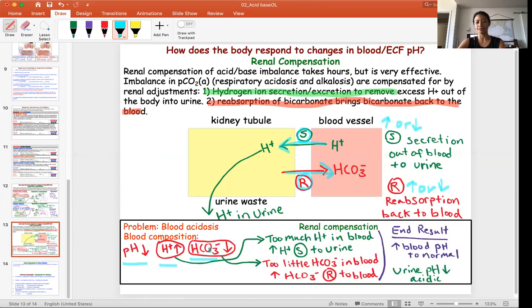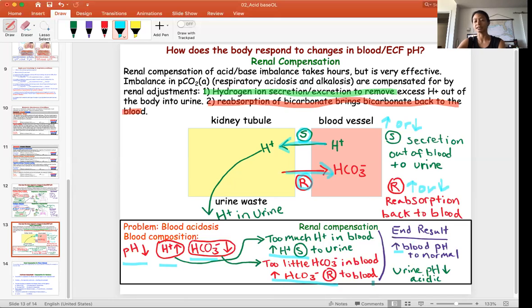So if that's what's going on in the blood vessel, the renal compensation has to, if there's too much hydrogen ion in the blood, you want to increase hydrogen ion secretion, throwing it out into the urine and out of the blood. Okay, so that'll help you remove the excess hydrogen ion. Bicarbonate is too little, you want to make sure you bring more back. So you want to increase the rate of bicarbonate reabsorption to the blood. So you notice that to correct acidosis, you're going to increase hydrogen ion secretion and increase bicarbonate reabsorption. And in the end, you will then increase the blood pH to normal.